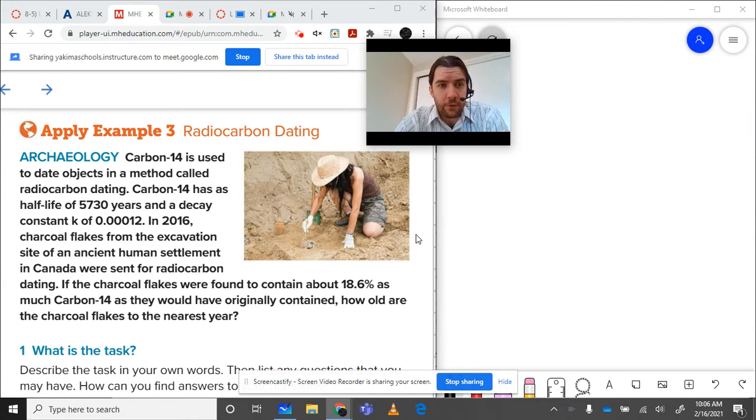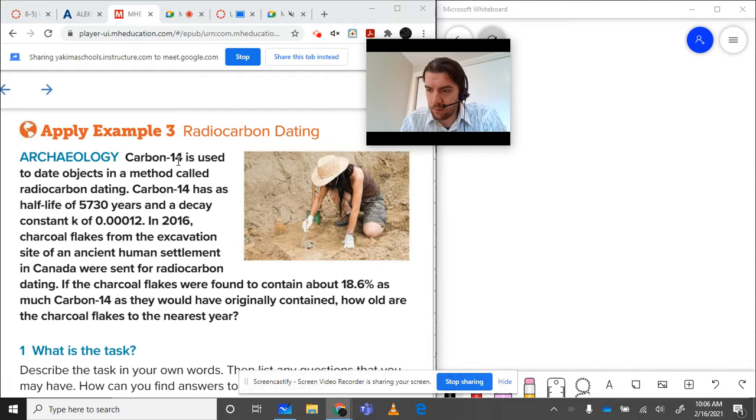All right, here's going to be our final example. Example number 3 is going to be doing that radiocarbon dating idea. So carbon-14 means that it's a carbon with a nucleus that has 14 particles, basically. Typically, you have 12 or 13 particles in carbon. Carbon has, what does it have? I should know this.